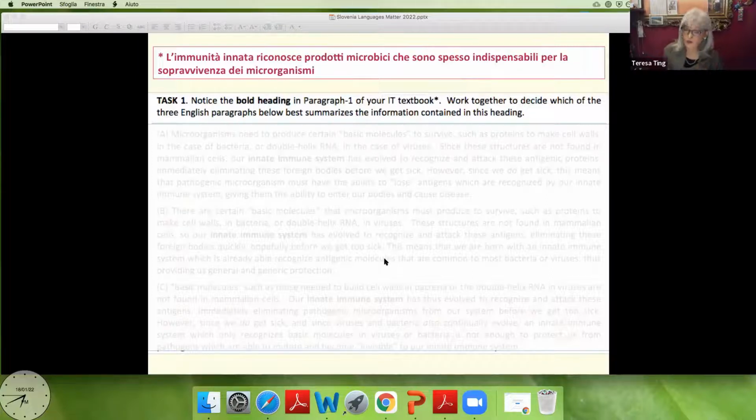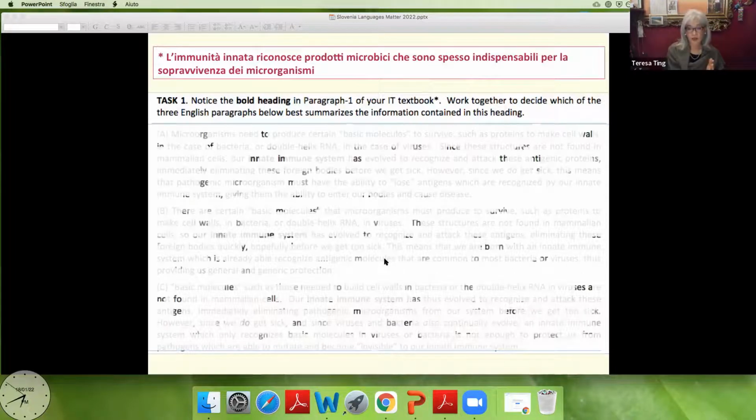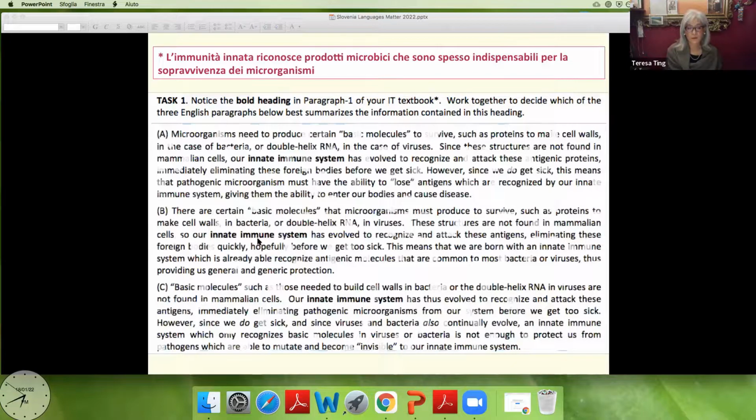I'm going to walk you through this because, again, it's explained very well. Now, A, B, and C. It's about microorganisms and immunity and an innate immune system. I'm going to show you the strategy. Here is something about this: only one sentence in Italian, and this is a lot of stuff in English. Option A, option B, option C.